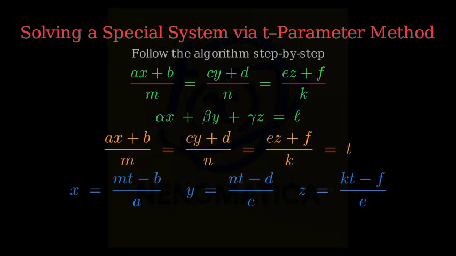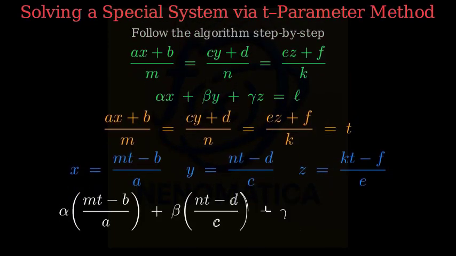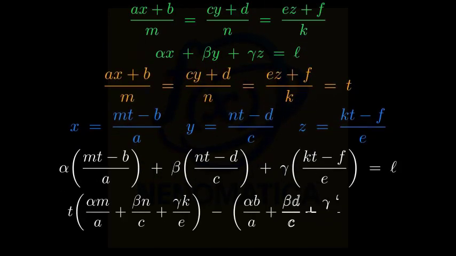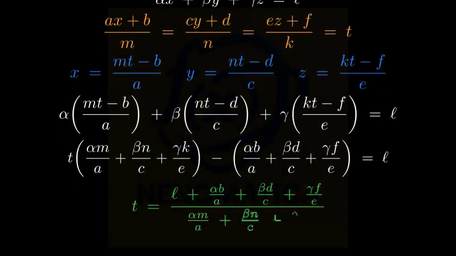Step 2. Substitute these expressions into the linear equation. This produces one equation in the single unknown t. Step 3. Collect the t terms and the constants. Factor t and move constants to the other side. Now solve for t explicitly.